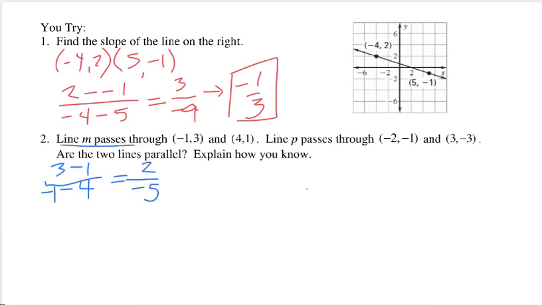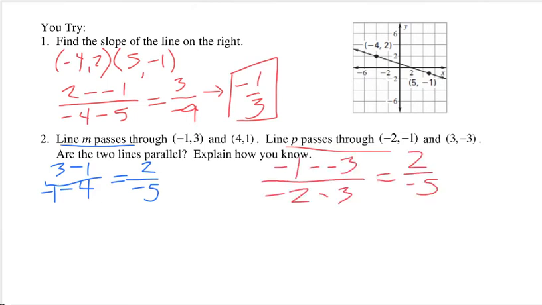So for line P, that would be this one over here, and the red I'm going to use to show my work. Your slope for this one should end up being a negative 2/5 as well. So now that you see that your 2 slopes are identical to each other, yes, line M is parallel to line P because their slopes are the same.